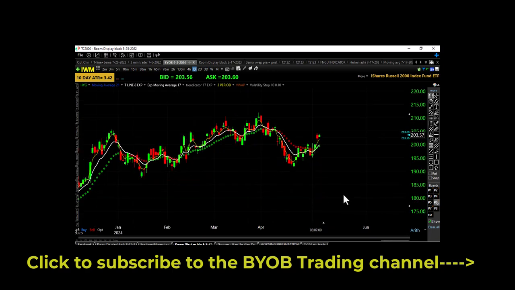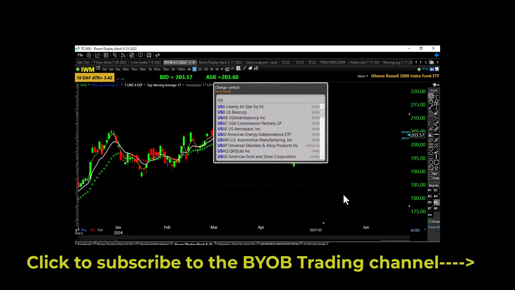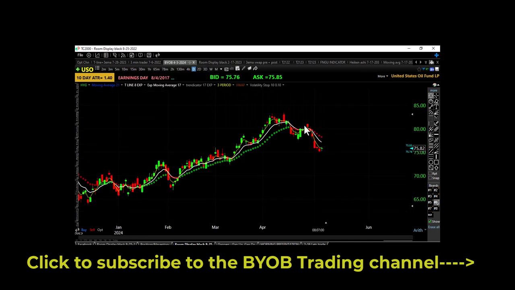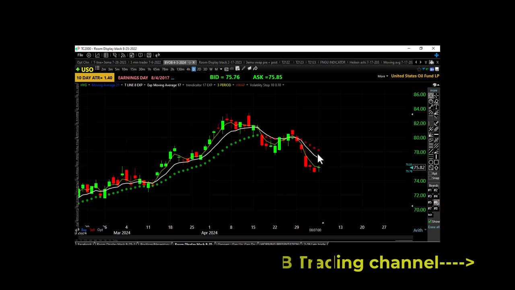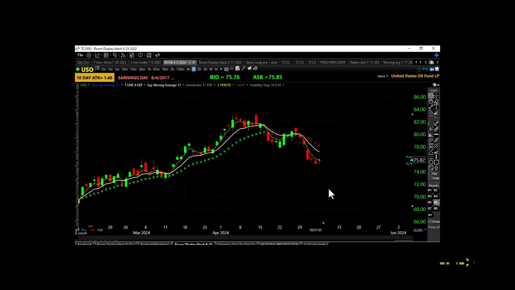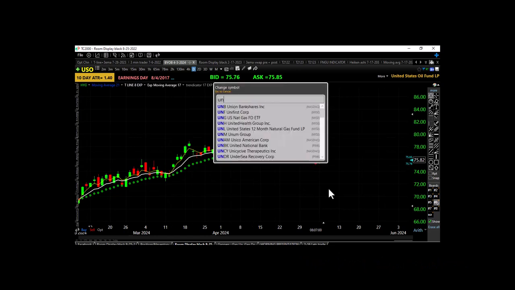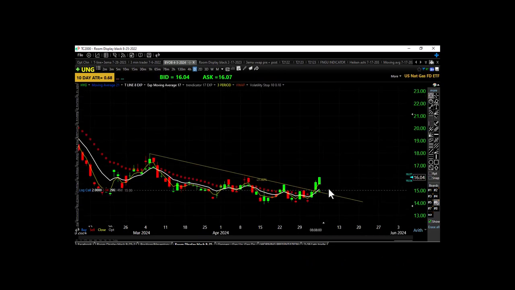All right, let's take a look at energy, USO. USO putting in lower highs and lower lows in a downtrend. Yesterday's price action, Friday's price action, lower high, lower low, closing under the bearish trap, under descending 17 EMA. There's USO.